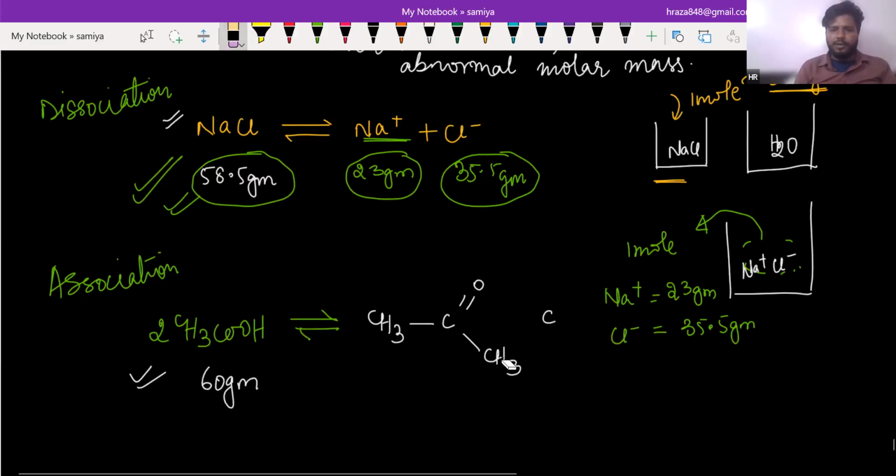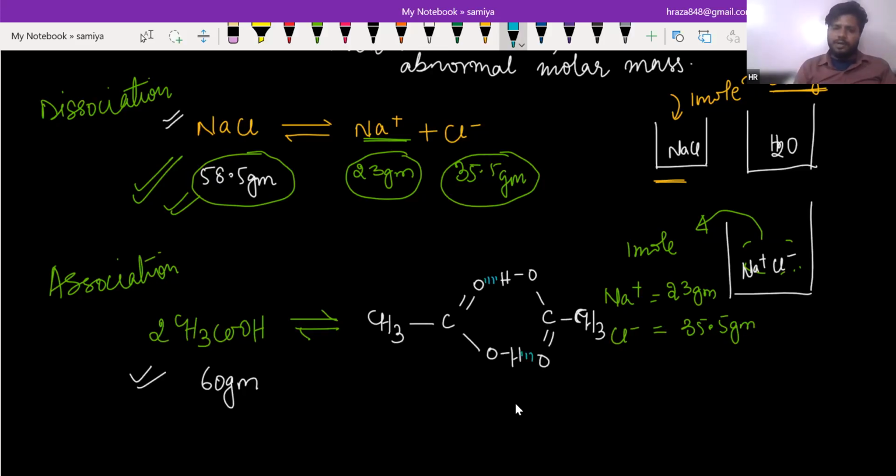Oh, wait a minute. I did it wrong. CH3 C double bond O OH, and here it will be double bond O, and again here it will be OH, and again CH3C. So basically 2 moles of CH3COOH, that means ethanoic acid, dimerize to form 1 mole. This is dimer. Initially it is 60 gram, and since this is 2 moles, and after association it forms a dimer, what will be the molar mass of this?